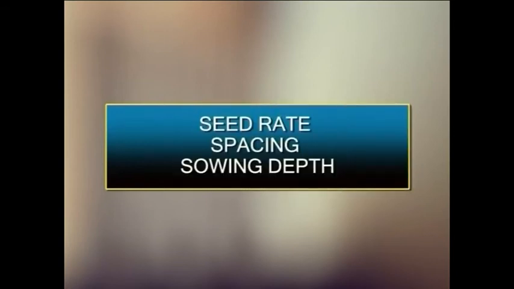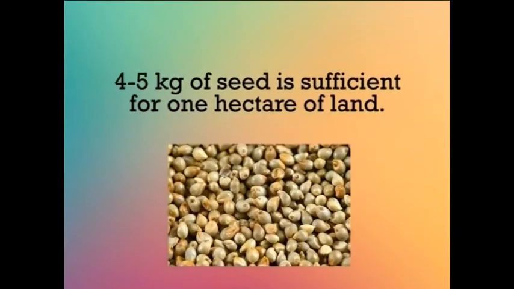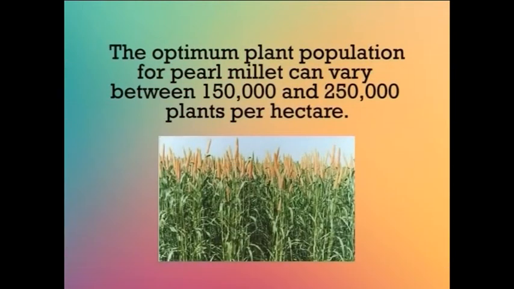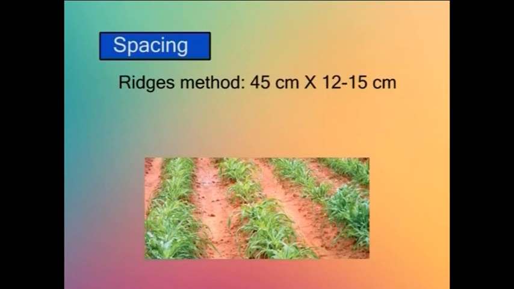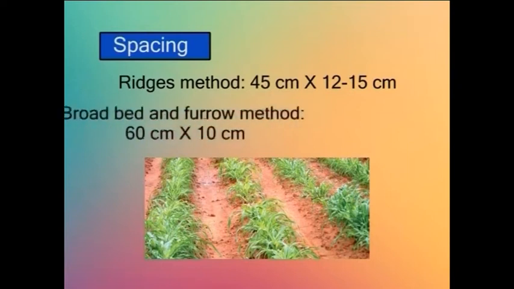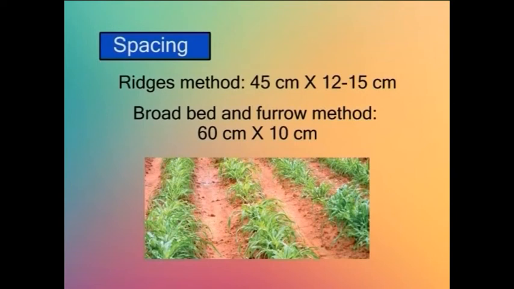Next we have seed rate, spacing and sowing depth. 4 to 5 kg of seed is sufficient for 1 hectare of land. The optimum plant population for pearl millet can vary from 1,50,000 to 2,50,000 plants per hectare. And about the spacing, in case of the ridge method, 45 cm by 12 to 15 cm, and in case of broad bed and furrow method, 60 cm by 10 cm should be maintained.